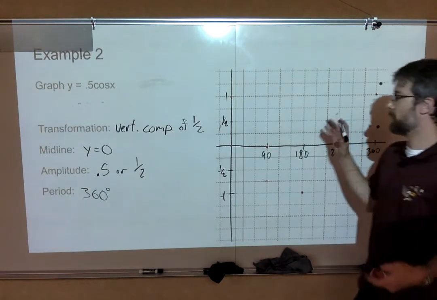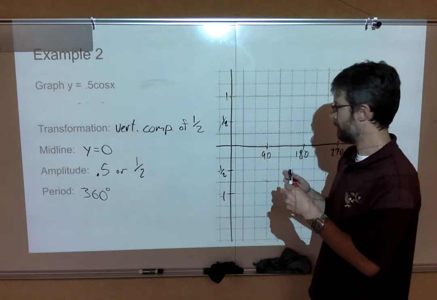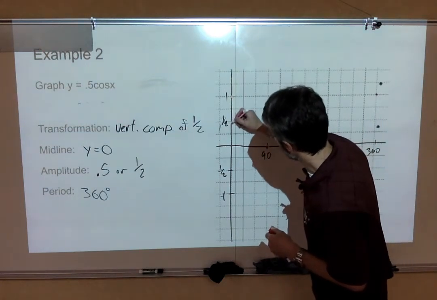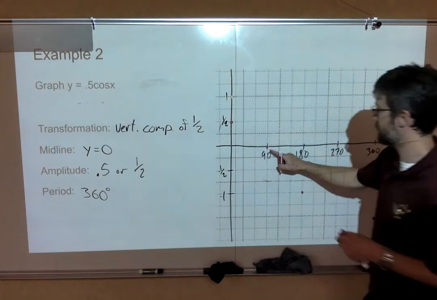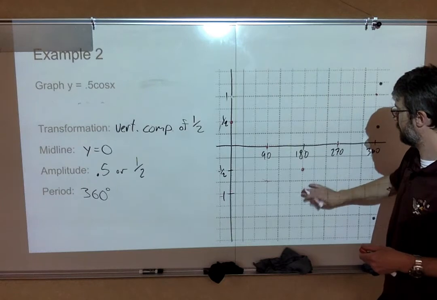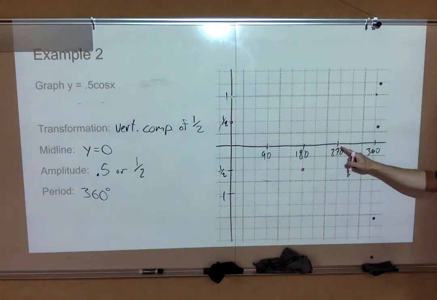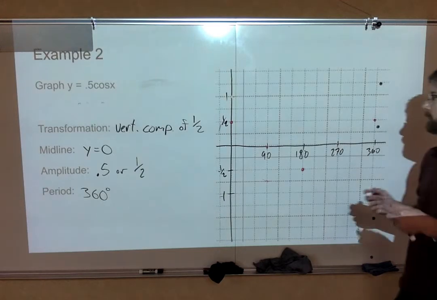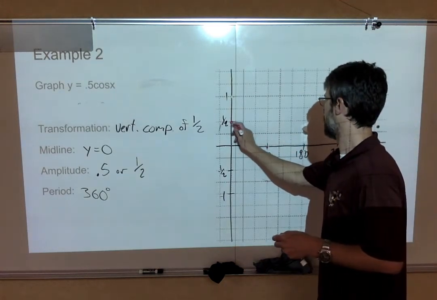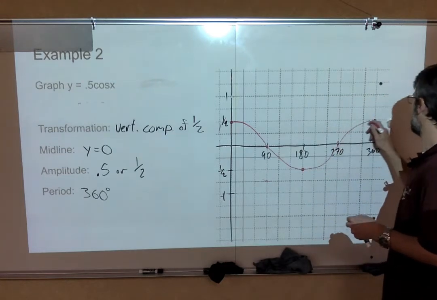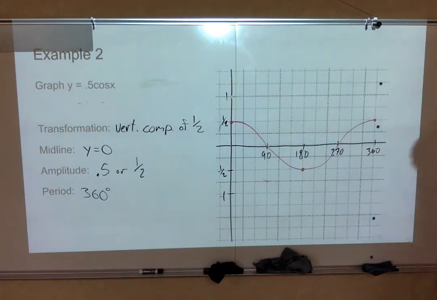Now, what happens when I multiply the heights of each of these by 1/2? Well, 1 times 1/2 is 1/2. 0 times 1/2 is still 0. -1 times 1/2 is -1/2. 0 times 1/2 still 0. 1 times 1/2 is 1/2. Like that. And then we can trace through with a nice smooth line.